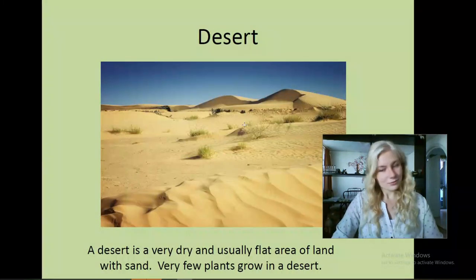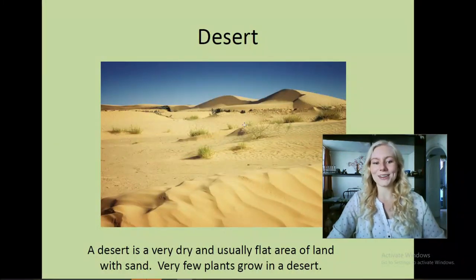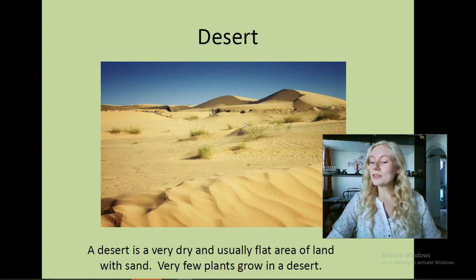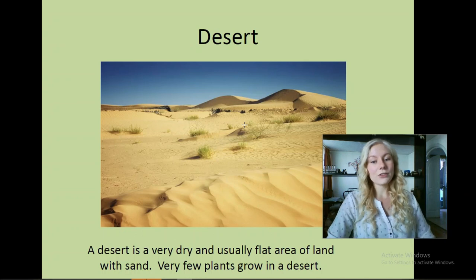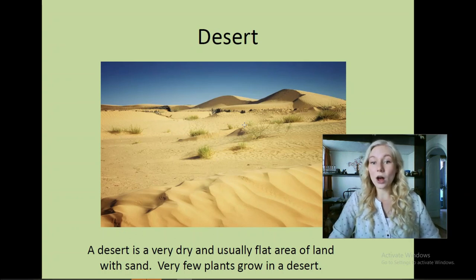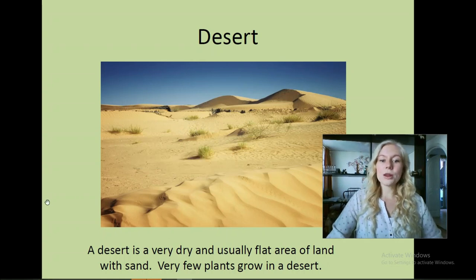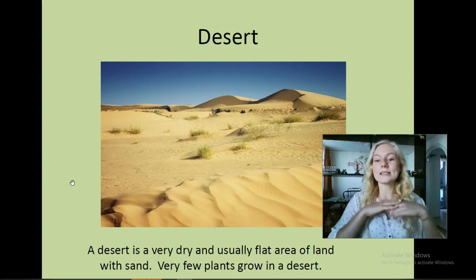A desert. This one's pretty easy. I think you guys know what a desert is. A very dry, usually flat area of land with lots of sand. There are very few plants. So you can see in the picture, it's almost all sand, okay? You see a couple of plants here and there, right here, you know, a couple. But for the most part, it is just flat sand, okay?